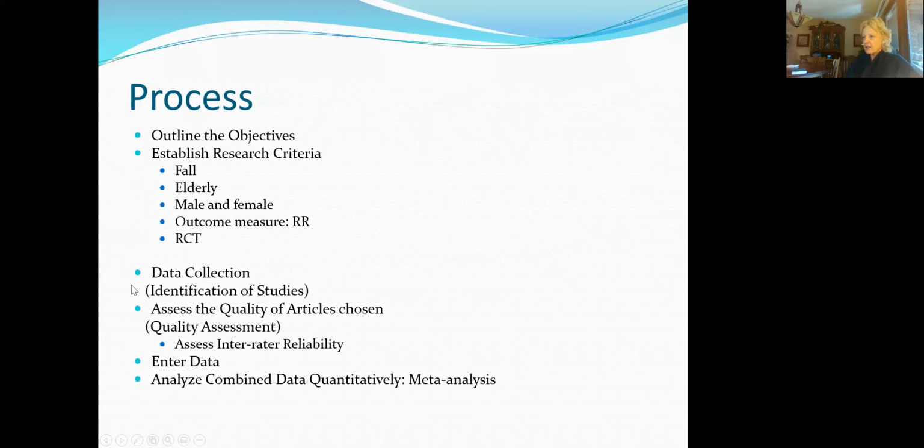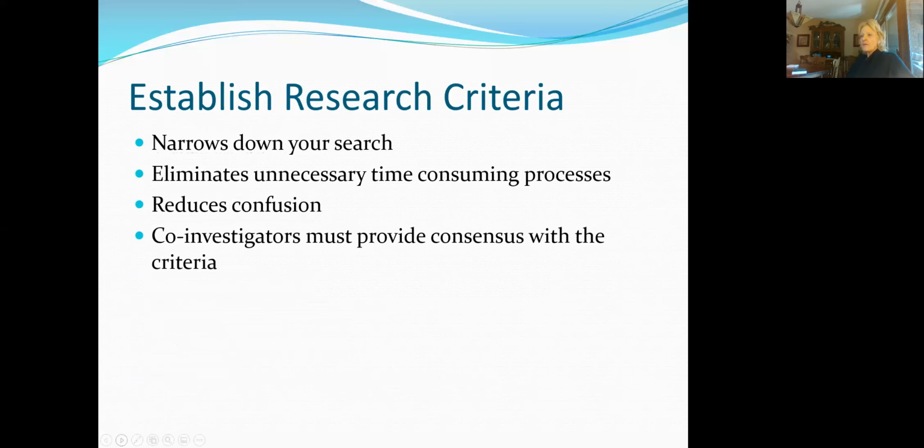So the process moves on to data collection, and you identify the studies, you assess the quality of the articles you've chosen, and you have 2 independent reviewers who then meet and talk about the discrepancies, and then you analyze the combined data quality. So this process of establishing the research criteria really narrows down your search. It eliminates unnecessary, time-consuming waste in this process by being really clear about which studies you want to include and which ones you don't. And then it reduces confusion around what is it that's really the focus. And co-investigators need to agree up front what the criteria are going to be for inclusion and exclusion.